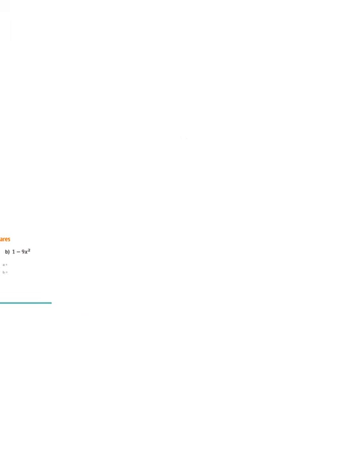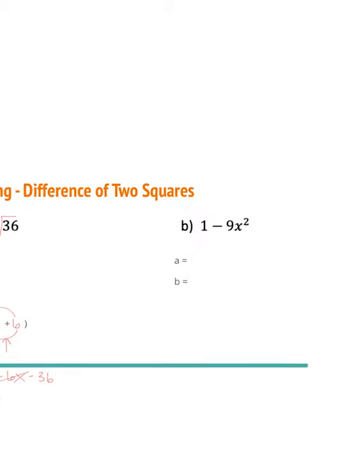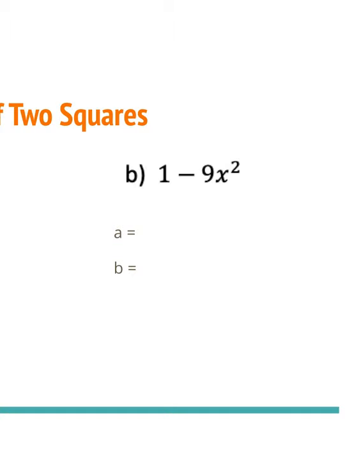All right, so if we look at the second one, our A would be 1. Our B would be 3x. So I'm going to set up my parentheses. So I have 1 plus 3x and 1 minus 3x. Now notice the parentheses are right next to each other. There's no symbol in between, and this indicates that we're multiplying.